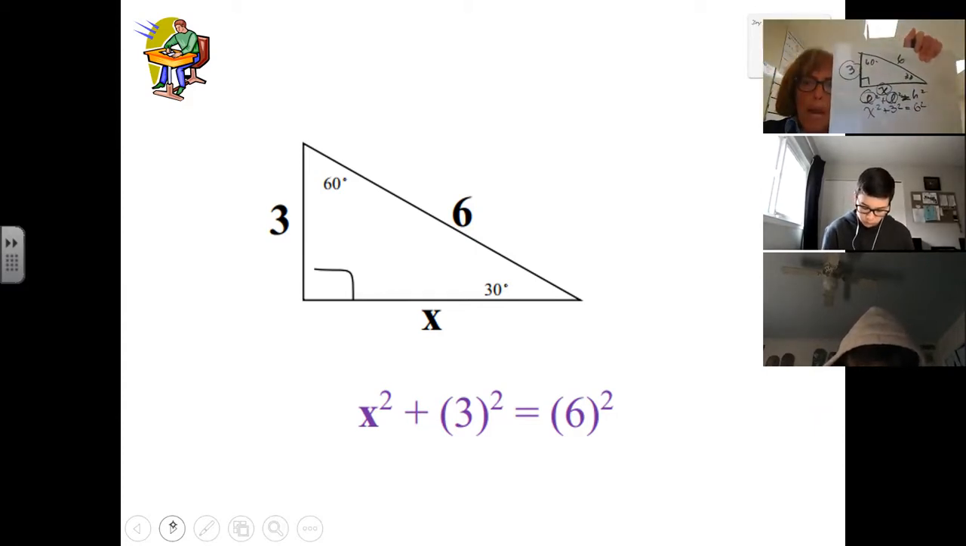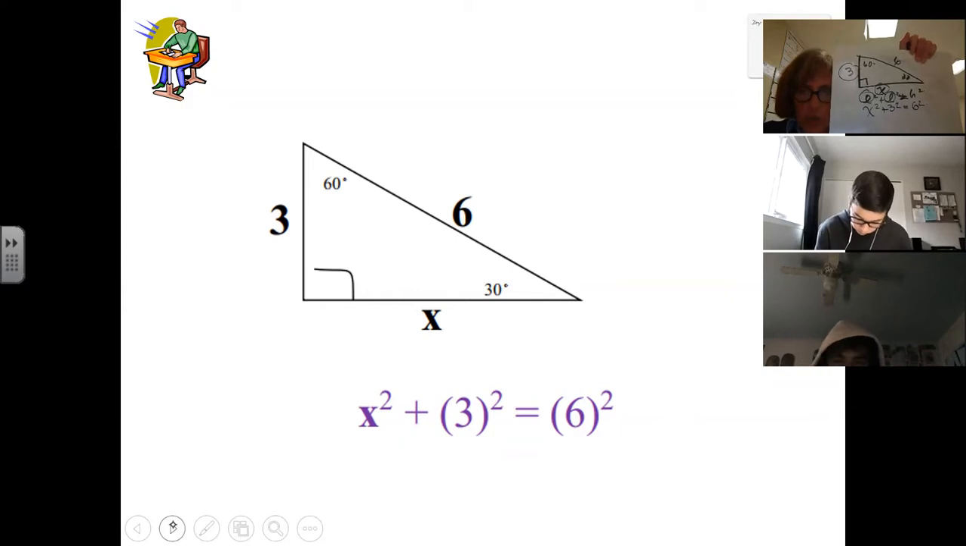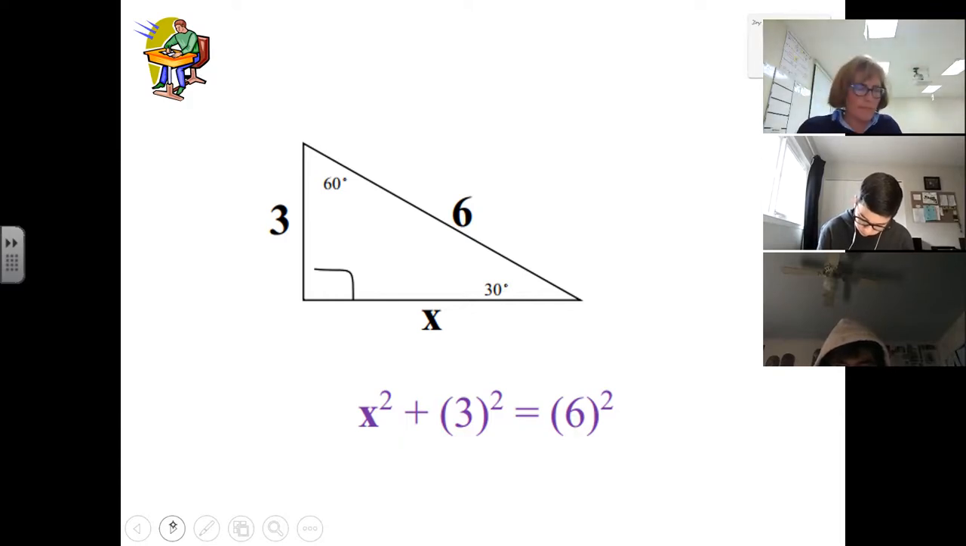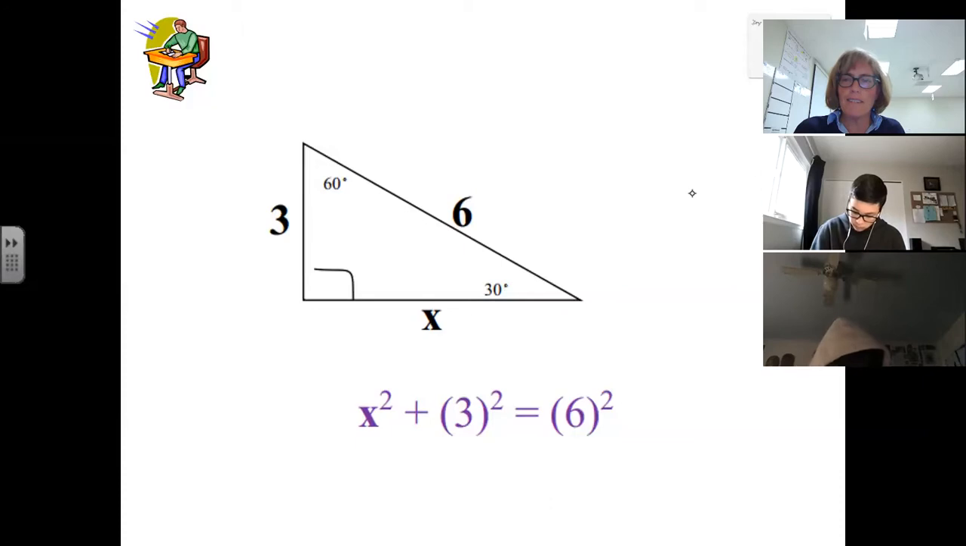You have 1 minute to finish, go. You're doing this on your dry erase boards, friends, because I need to check your work.